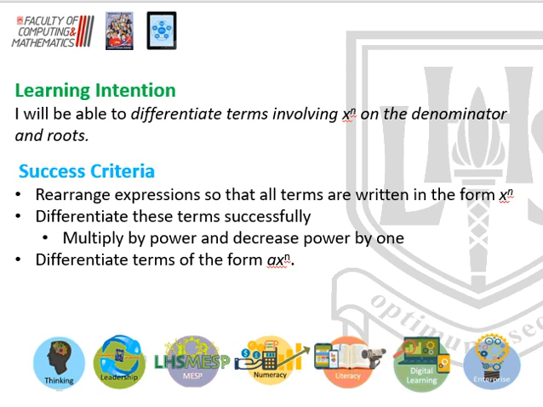Okay, so firstly, looking at the learning intentions and success criteria for this video, we want to be able to differentiate terms involving x to the power n, denominators, and roots. So three things we want to be able to do. Firstly, rearrange expressions so that all terms are written in the form x to the power n, and then differentiate these terms successfully like we did in the last video, multiplying by the power and decreasing that power by 1. And lastly, we're going to look at a couple of examples where a multiplier is involved at the start of an expression.